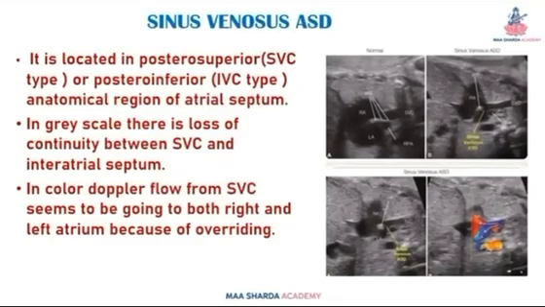Now, sinus venosus ASD. It is located in posterior superior, that is SVC type, or posterior inferior anatomical region of atrial septum. In grayscale, there is loss of continuity between SVC and interatrial septum. In color Doppler, flow from SVC seems to be going to both right and left atrium because of overriding.